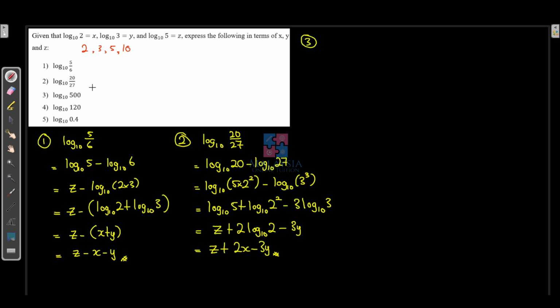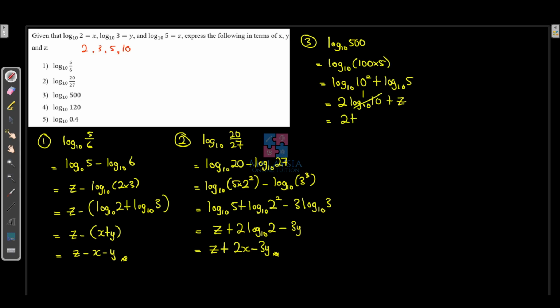For part 3, what do we have there? Log base 10 of 500. So how to get 500? Let's see what we have here. We have 10, we have 5, we have 3, and we have 2. So we can try log base 10 of 100 times 5. We know that 100 is 10 squared, so we can write log base 10 of 10 squared plus log base 10 of 5. So this is going to be 2, log base 10 of 10, of course, is 1, and then log base 10 of 5 is z. So the final answer is just 2 plus z.